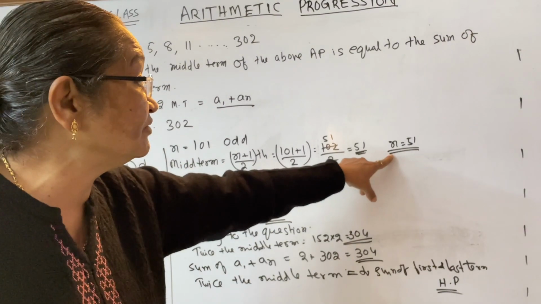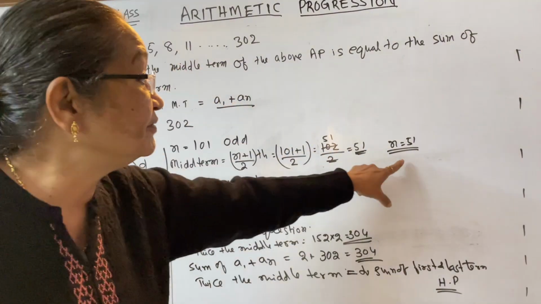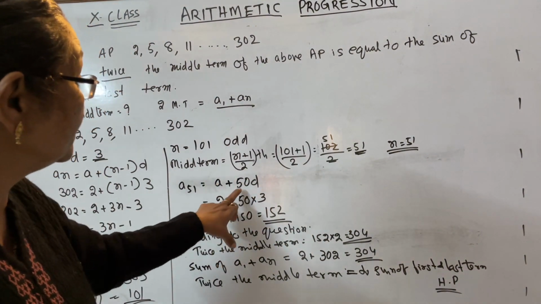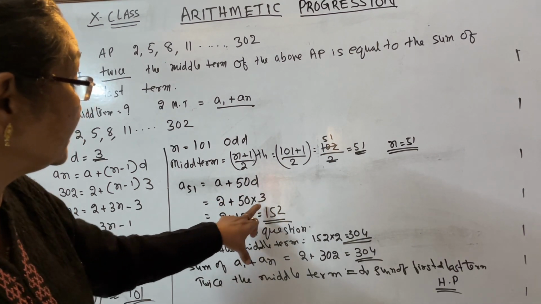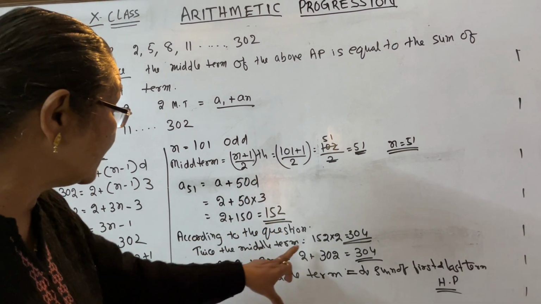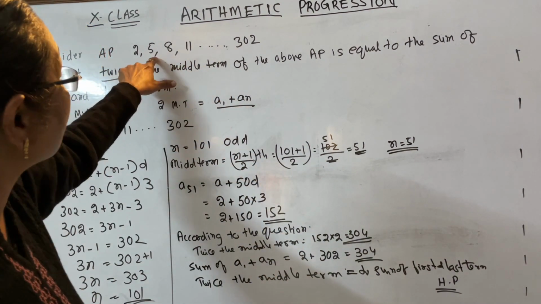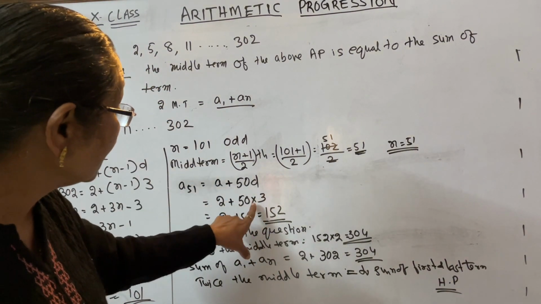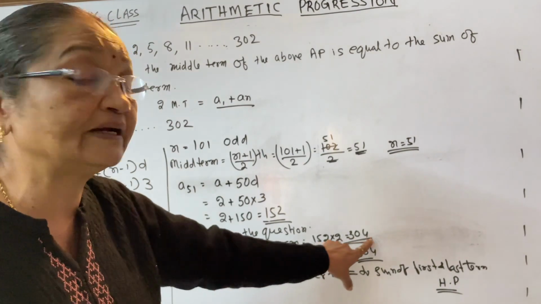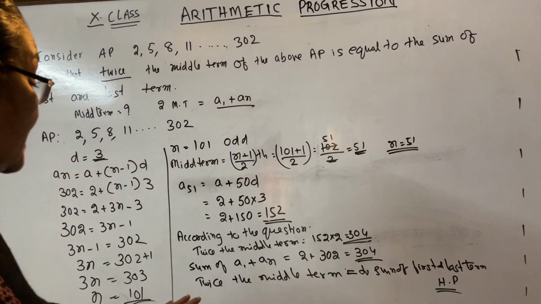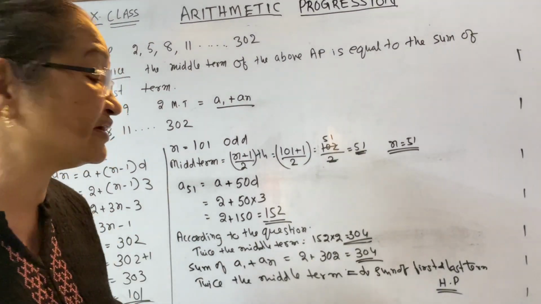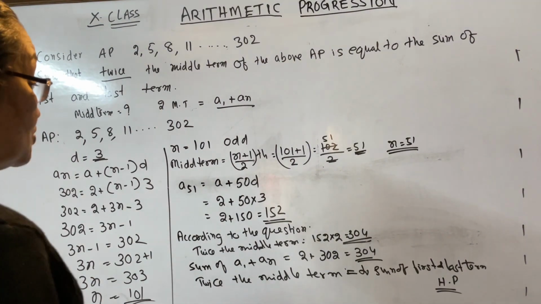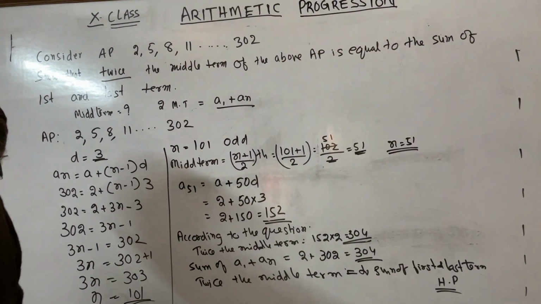So what is A51? Third term means A3, 51st means A51. A51 equals A plus 50D. Then we put the A value, 50, and the D value, 3. So it is 150, plus 2, which is 152. But he said twice the middle term. Suppose twice the middle term is 5 into 2, that is 10. So here the middle term is 152, and twice the middle term we multiplied to get 304. Then he said that will be equal to the sum of your first term and last term. And we found the first term and last term: first term is 2, last term is 302.